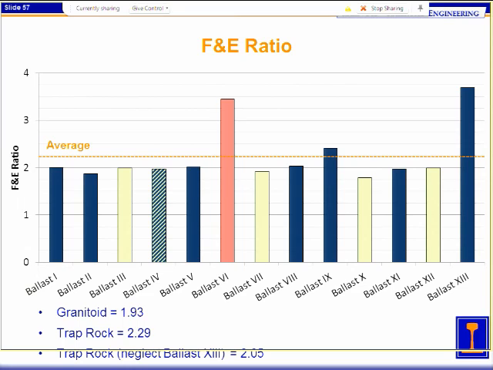Granitoids, 1.93. Trap rocks, 2.29. Now, I did want to make sure we also ran a calculation without ballast 13, which was our highest one in trap rock, and not exactly an outlier, but it's kind of an unusual one relative to the rest of the trap rocks. In that case, the drop.